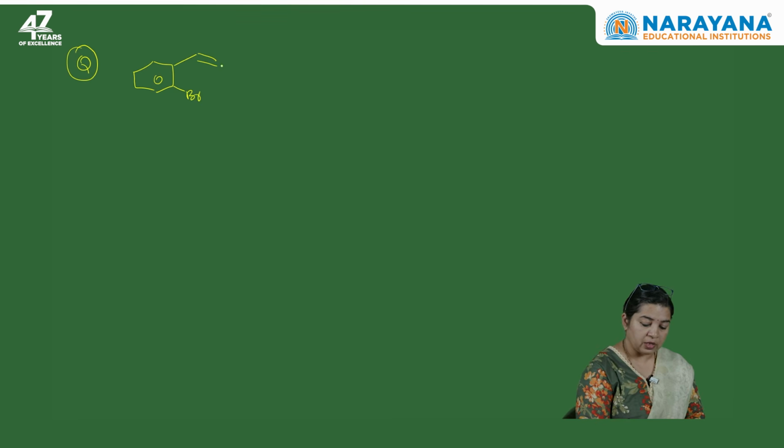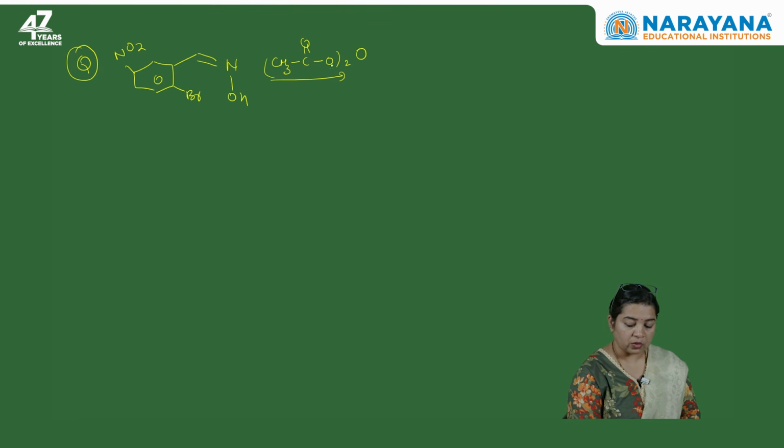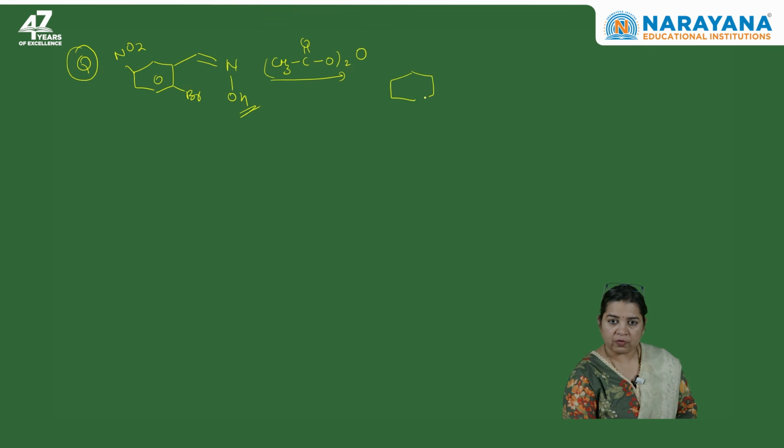Bromine, C double bond N and OH. Nitro is placed as such. First I will do acetylation because the reagent given is CH3COO whole twice oxygen. It is an anhydride, so H plus will go and I will have acetylation. Okay, very well. Let me write what I will get by that acetylation.